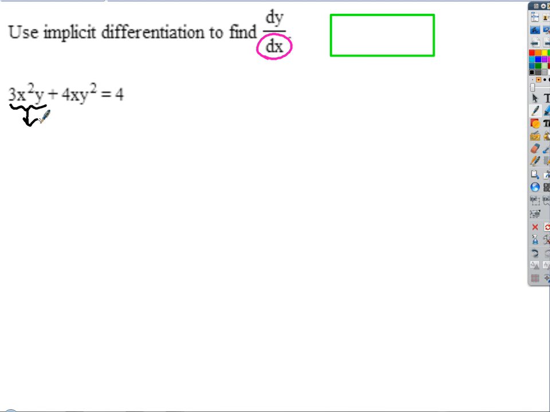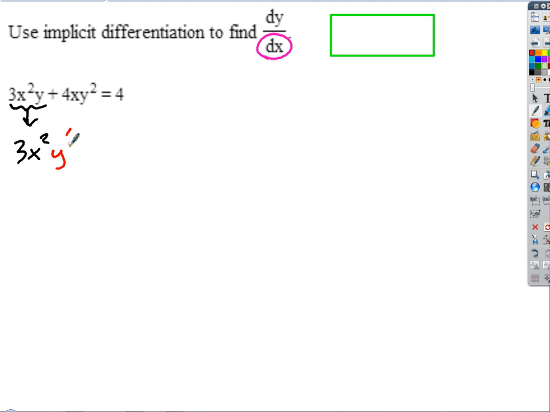You can pull the 3 out front, or you can just group it with the x squared. Doesn't matter. Just because we usually pull it out front, let's group it with the x squared to compare the two. So if we take the 3x squared as being one thing and the y as being another, because we have to use the product rule, everybody agree?